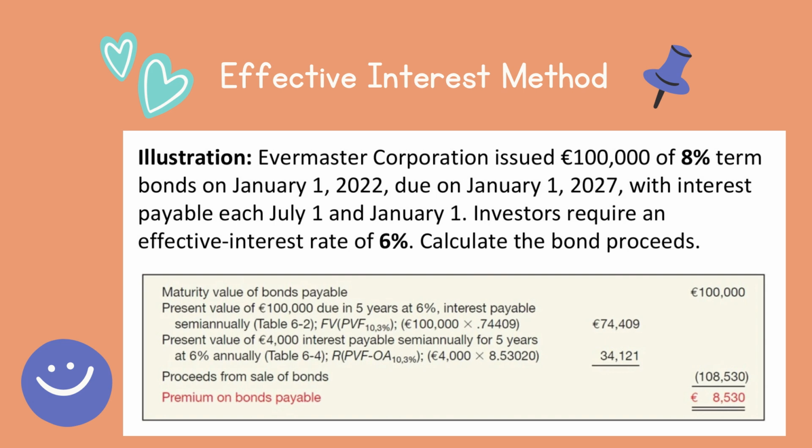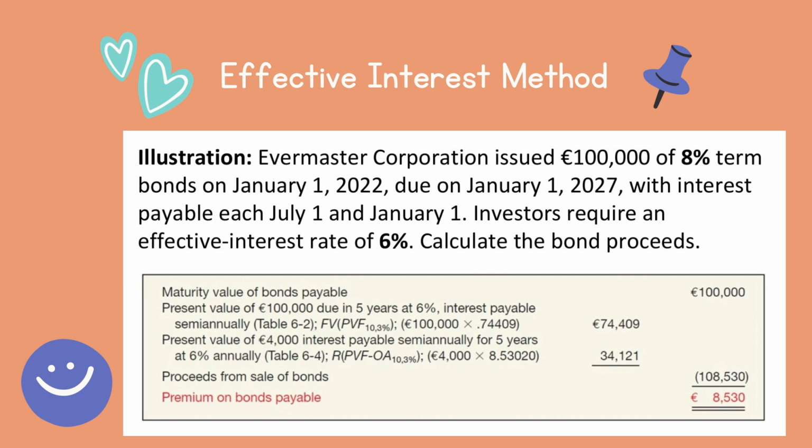8% is the stated rate, which is decided by the bond issuer. The person who issued the bonds is the one who determines the rate, which is 8%. This is the stated rate. Okay. So the issuance date was on January 1, 2022.